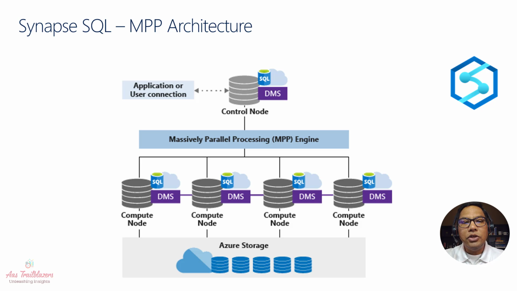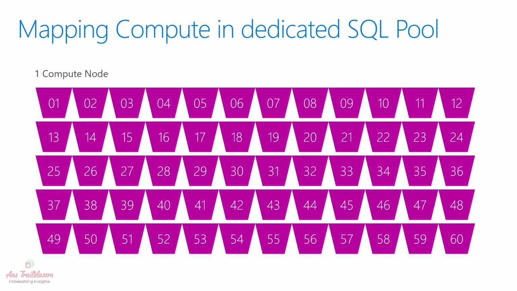As we store data into any table in dedicated SQL pool, the data gets broken down into multiple buckets and gets stored. There are 60 buckets, which in the context of dedicated SQL pool are called distributions. Depending on the number of compute nodes that you have in the database, those distributions get assigned to those compute nodes. So consider a scenario where you have one compute node and the data is distributed across 60 distributions, and all these distributions get assigned to the single compute node.